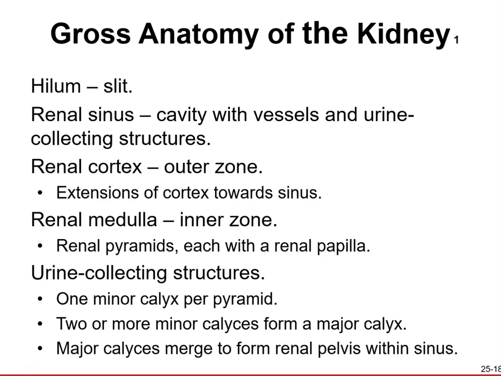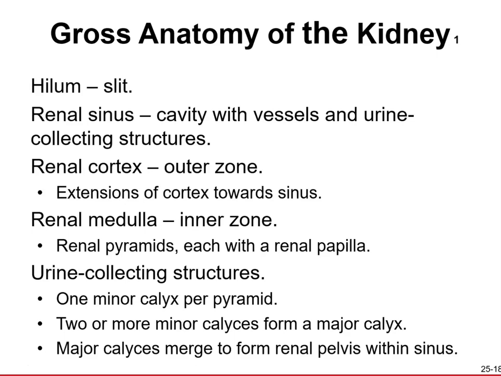All right, let's take a look at the gross anatomy of kidneys. The hilum is the slit. You have renal sinuses, which are a cavity with vessels and urine collecting structures. You have the renal cortex, which is the outer zone, with extensions of cortex towards the sinus. You have the renal medulla, which is the inner zone, with renal pyramids, each with a renal papilla.